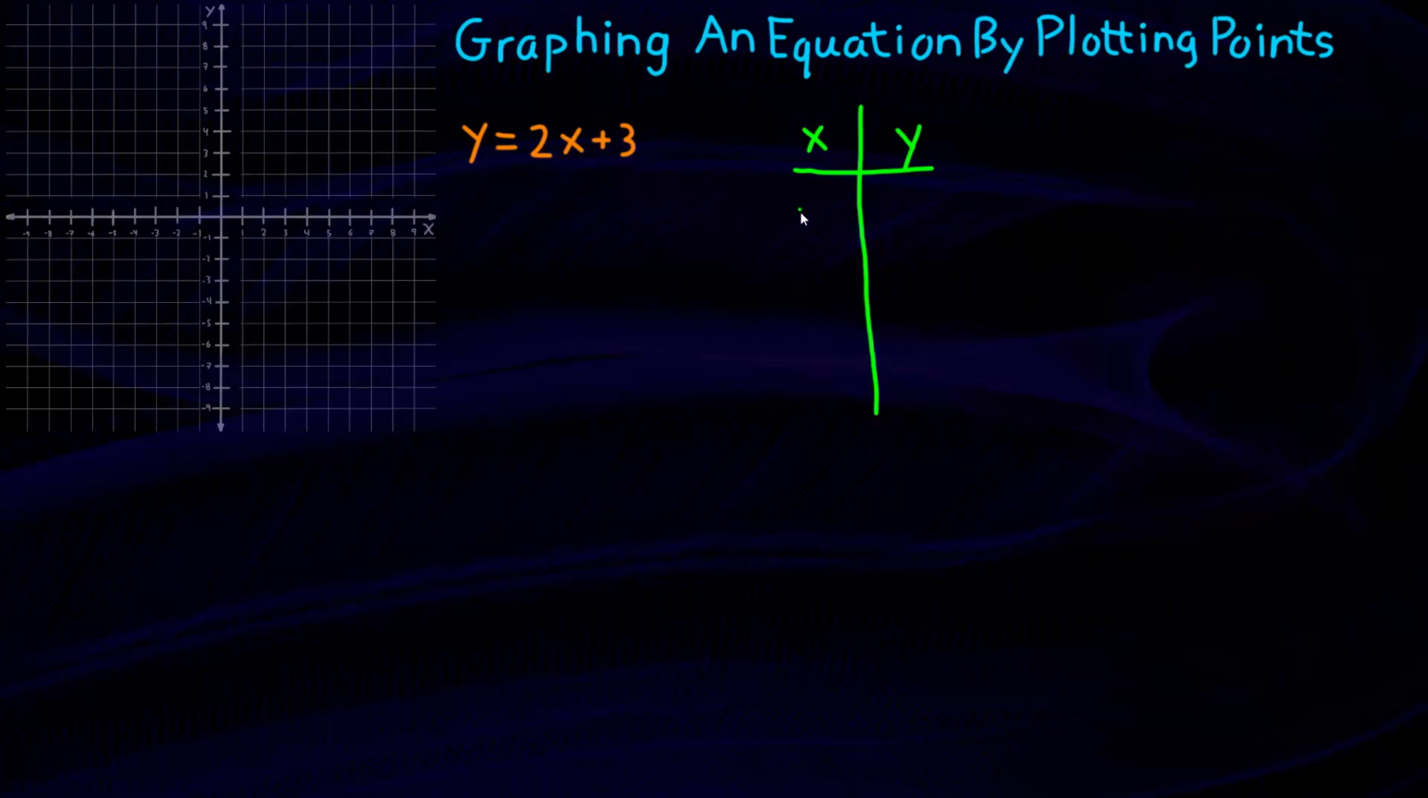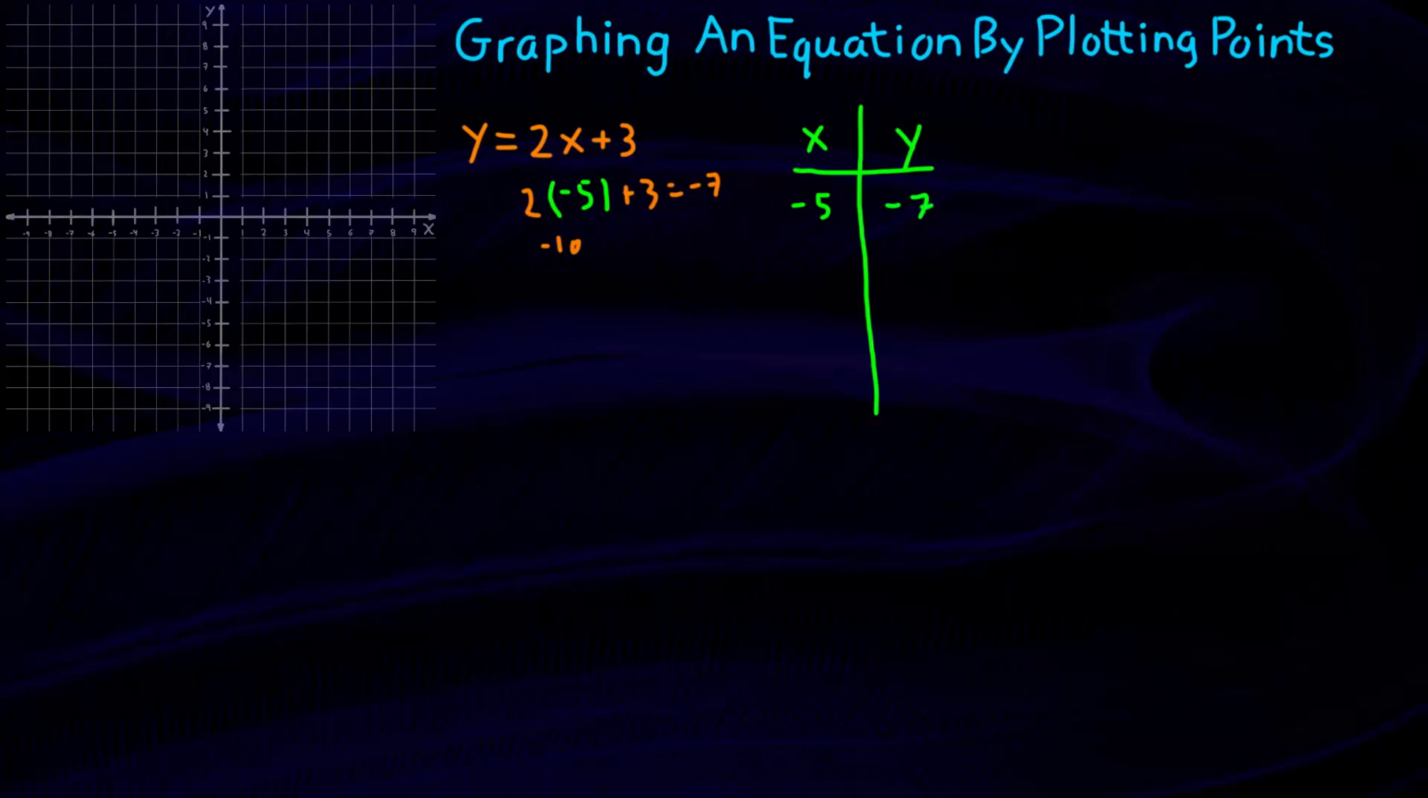But let's show how we can do that. The first point we'll go for is x is negative 5. So what we're going to be doing is putting a negative 5 in place of x here, multiplying that by 2 and adding 3. And what's this going to be? 2 times negative 5 is negative 10, plus 3, so we have negative 7. So the y point in this case is negative 7.